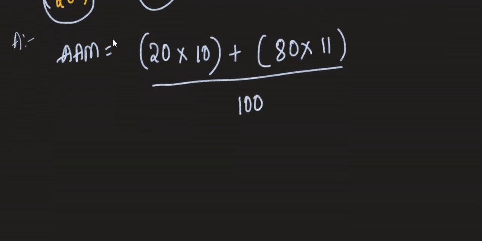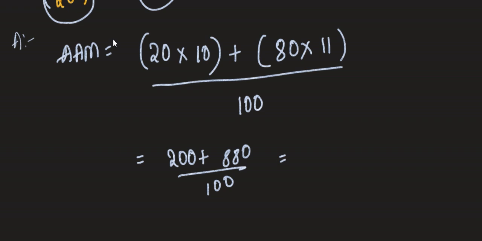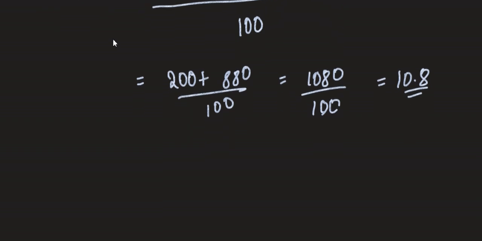So how much are you going to expect here? That is 200 plus 880, which is 1080, divided by 100, which is approximately 10.8. That will be our answer. I hope you people understood. Let us do a few more questions.